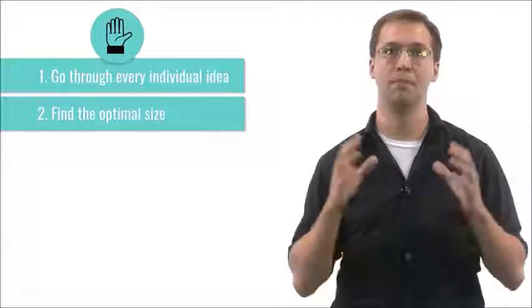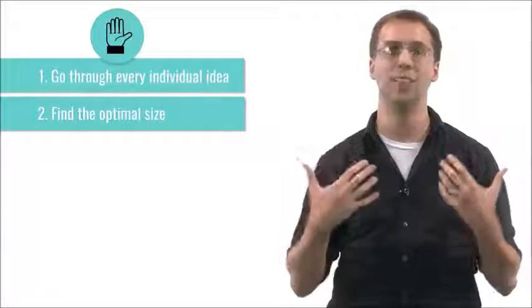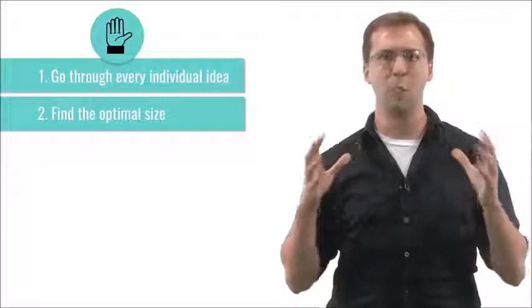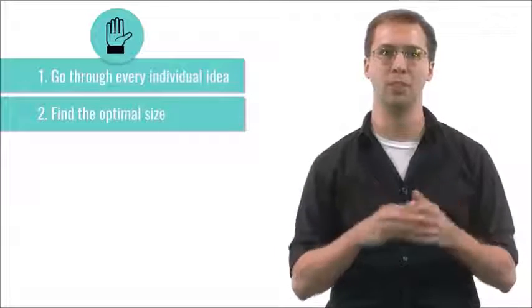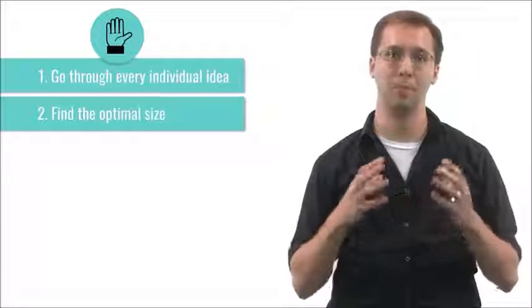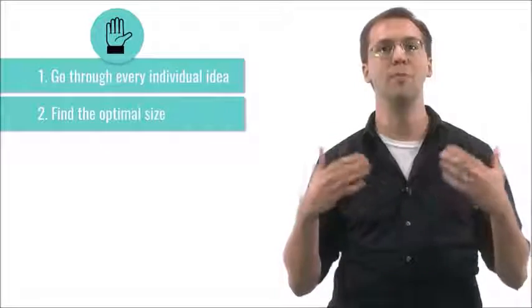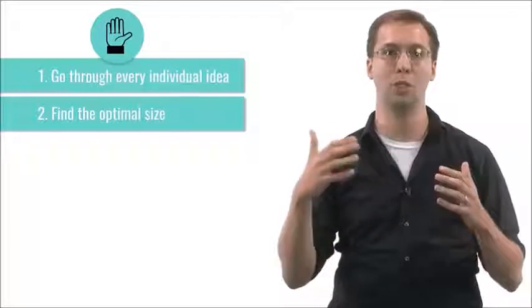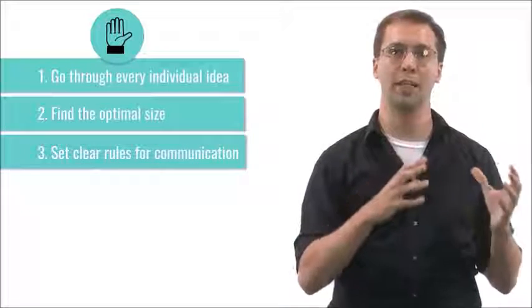Number 2, find the optimal size. Social loafing occurs when there's a lack of individual responsibility. When you have so many people that not everyone will get to talk anyway, it's easy for disengagement to occur. I'd say a group brainstorming session should generally not involve more than 5 people. If more people need to give perspectives than that, then you can have intermediate groups that then send ideas along to a later group. Number 3, set clear rules for communication.